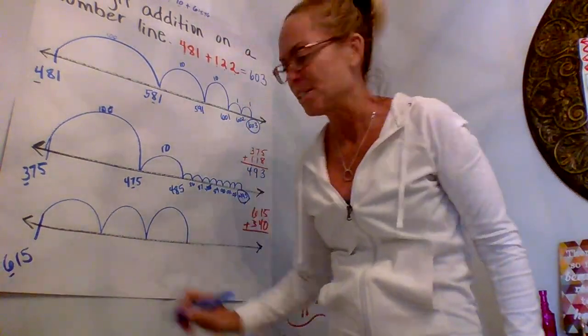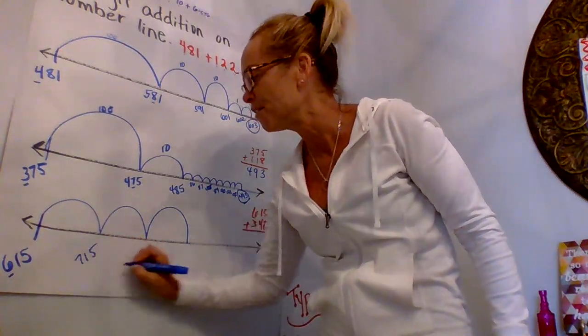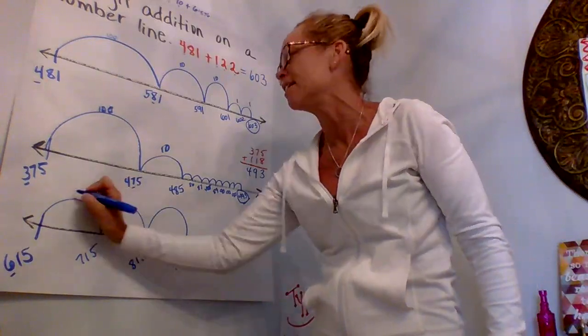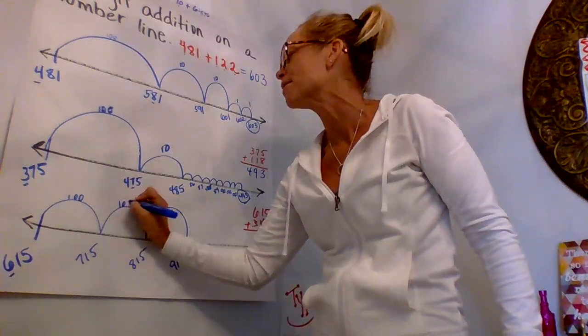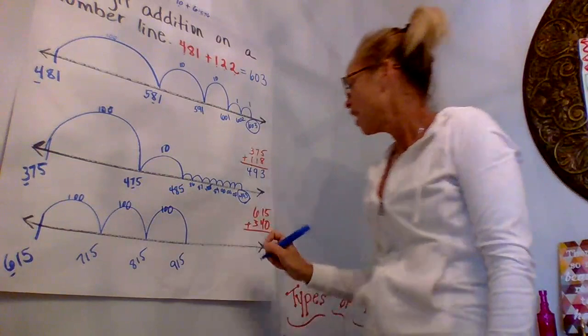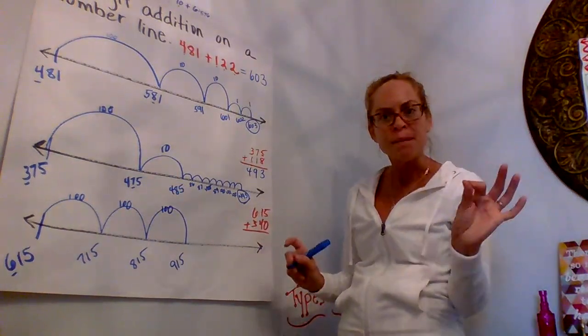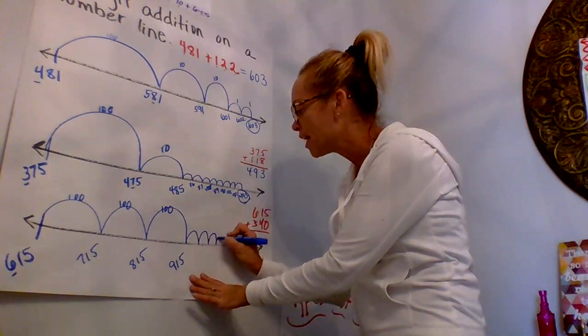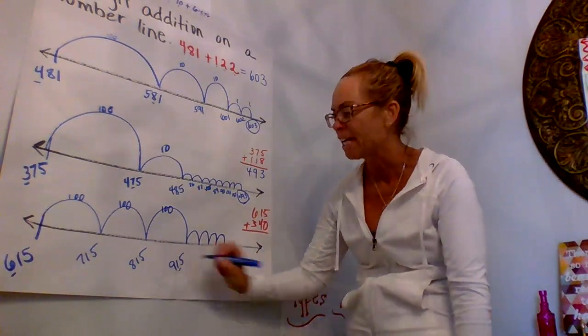Again, 615, 715, 815, 915. These are all hundreds, yes? Big hops. Okay. 4 tens, medium-sized hops, 4 of them. 1, 2, 3, 4. And again, you're looking at the tens.